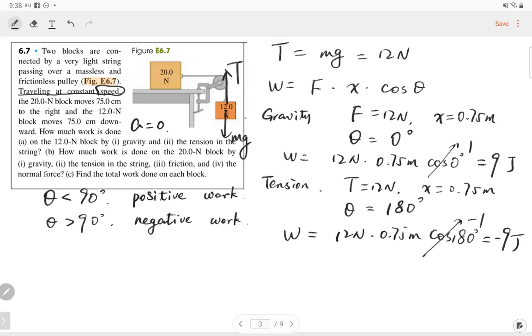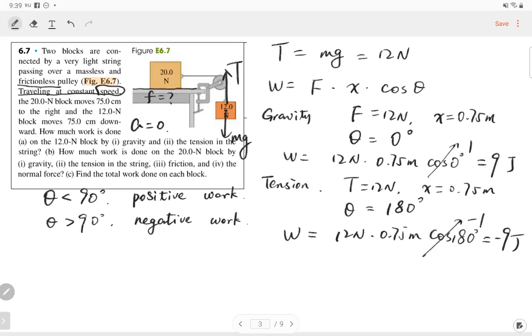Part B, how much work is done on the 20 Newton block by gravity, tension, and the normal force? There's no friction, so that's zero. And we need to calculate the gravity. Oh, hold on. Is there any friction here? Okay, so it doesn't say if there's a friction or not. It just says the pulley is frictionless. It doesn't say the surface is frictionless. So we cannot neglect the friction on the surface. Friction, we don't know. We need to figure out the friction between the block and the surface.